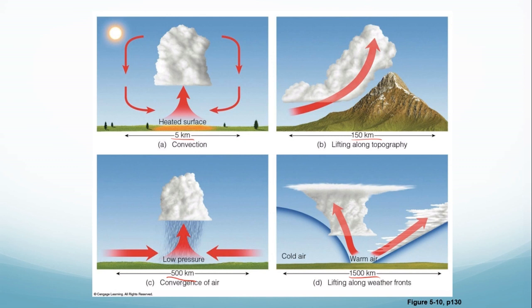Through any of these four triggers, we can produce upward motion, and once we have upward motion, we can do cloud formation, and if the cloud formation is strong enough, we can get thunderstorms.